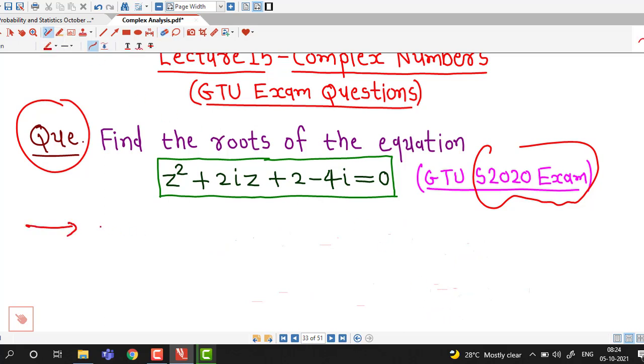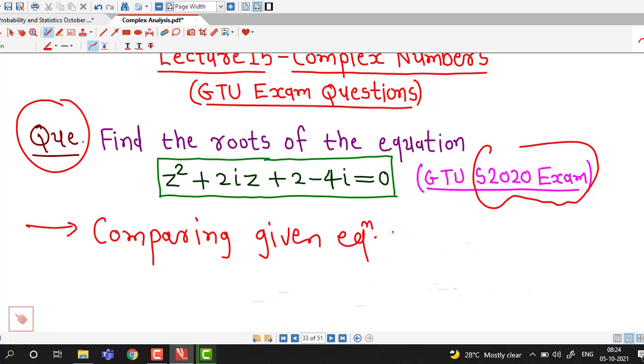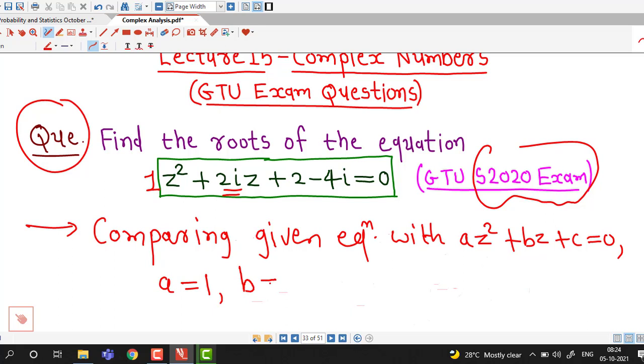So for that we compare the given equation with this standard form a z square plus bz plus c equal to 0. We have a equal to 1, which is the coefficient of z square, b equal to the coefficient of z, which is 2i, and c is the constant term, so it is 2 minus 4i here.